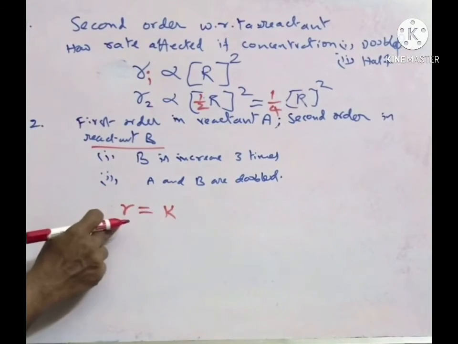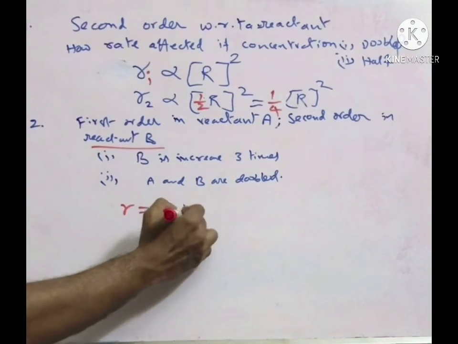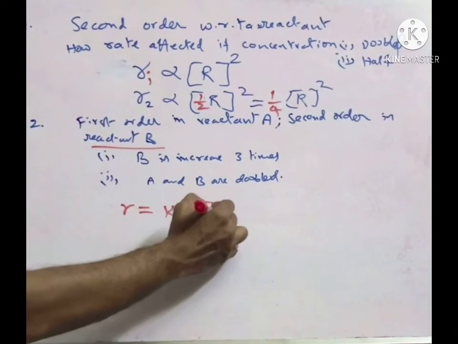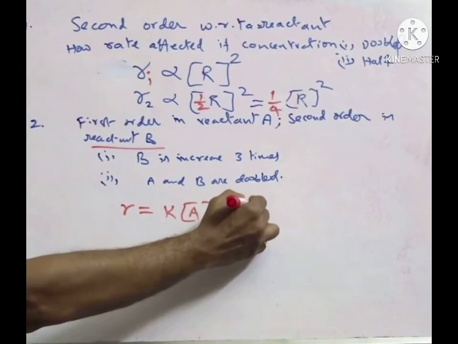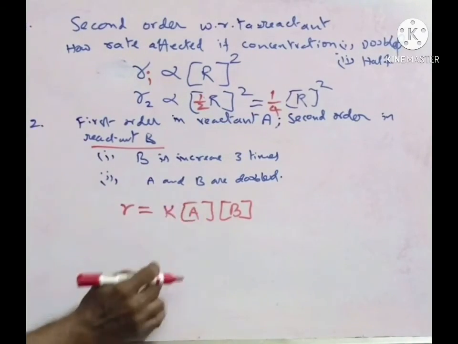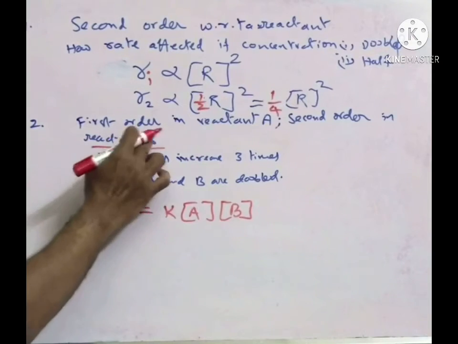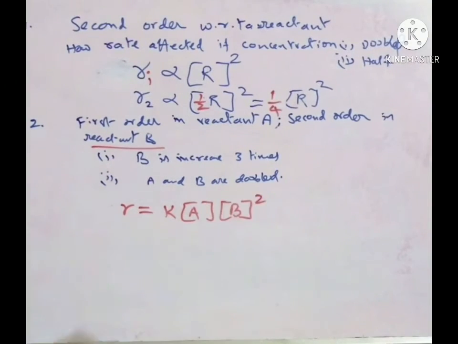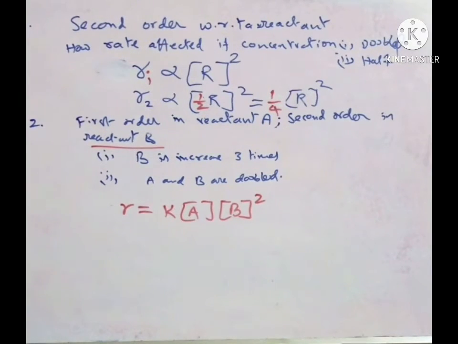R equal to rate constant K into, I have two reactants A and B, and they have given first order in reactant A. So A power 1 and second order in reactant B, that is B power 2. So this is the rate of the reaction. A reaction of first order in reactant A and second order in reactant B. Then how is the rate of this reaction affected?